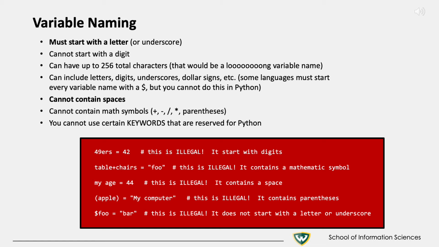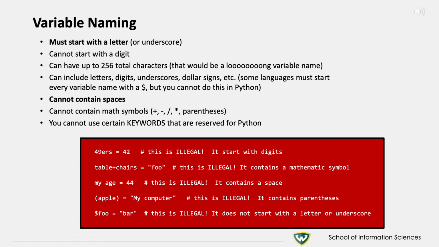My space age is assigned the value of 44. Very bad. Don't do it. You'll get an error because it contains a space. Again, underscore. Or use camel case, which means I could rename this to lowercase m, lowercase y, uppercase A, g-e, lowercase. So it's all one word, but I can see that I'm meaning it as two words because I've capitalized the A in age. Parentheses, apple, parentheses. Again, illegal, you can't use parentheses.